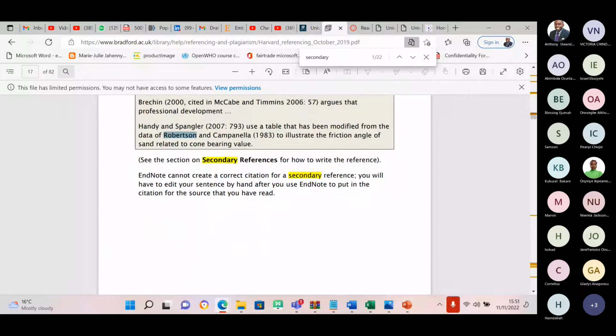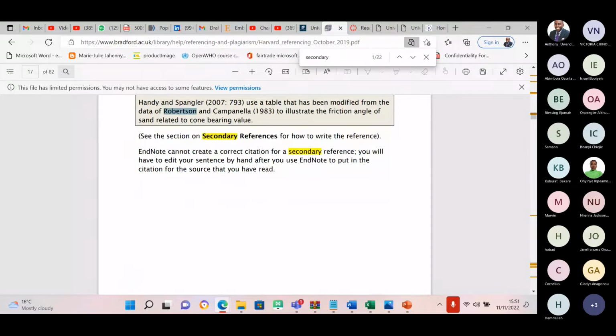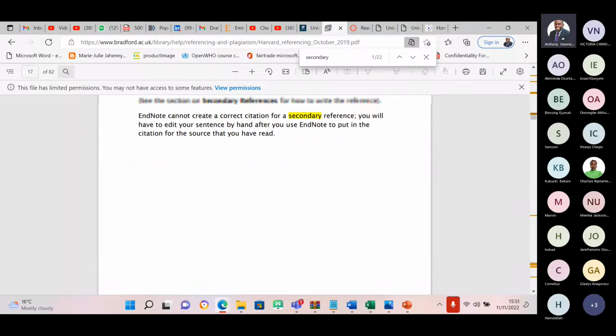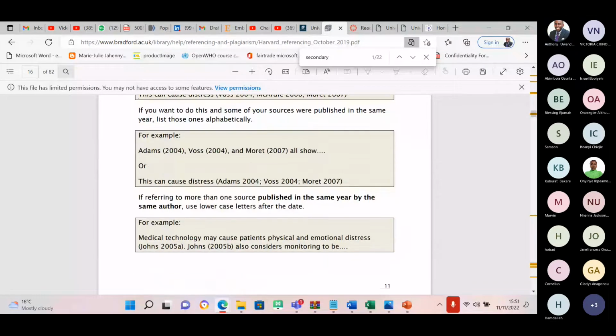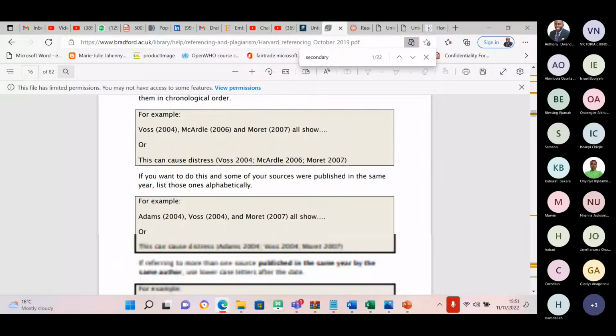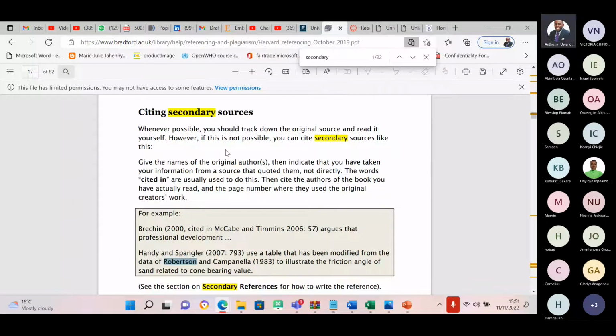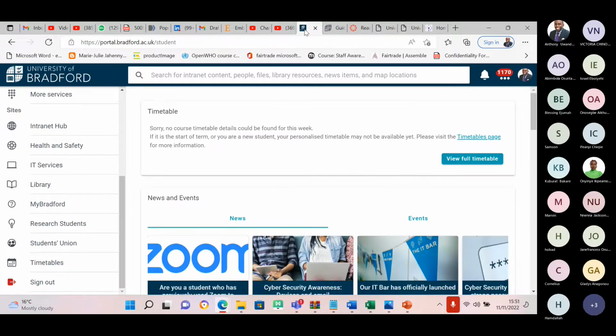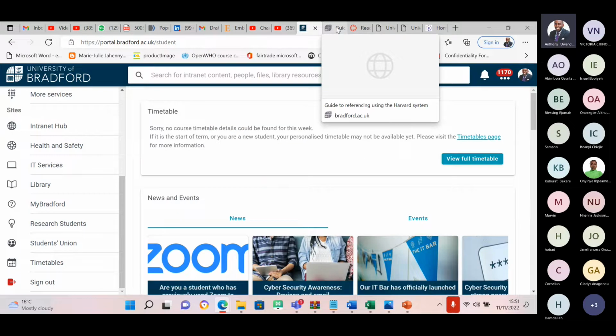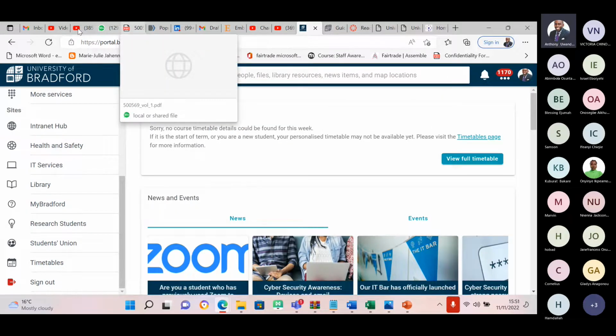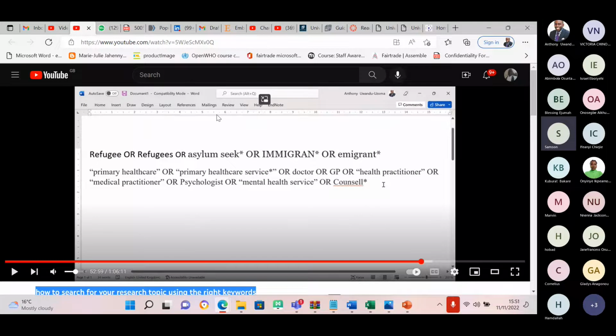Okay. So he said EndNote cannot create a correct citation for secondary sources. So you have to do it what? Manually. You have to edit it by hand after you use EndNote. So it's manual. Okay. So this is an example of how to cite secondary sources. All right. Good. So, the videos that I want you to watch now, I'm going to drop the videos. Go to YouTube. Good.